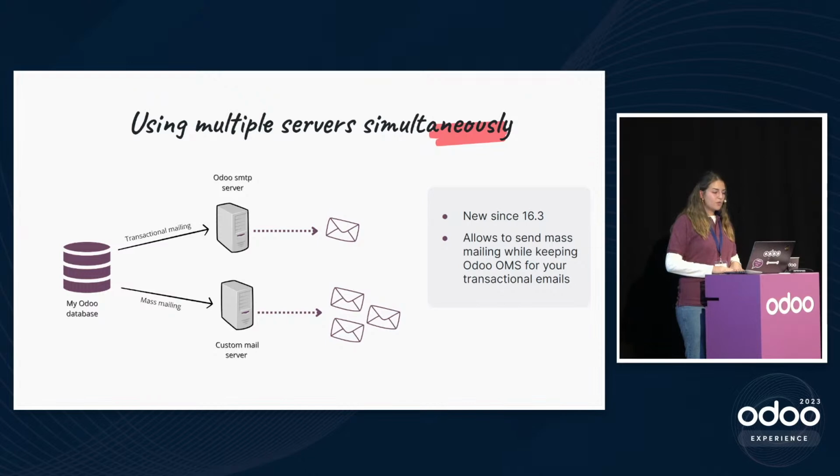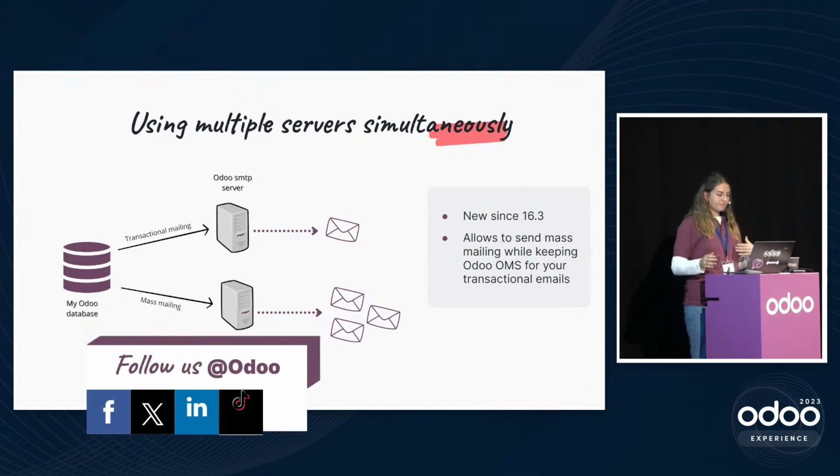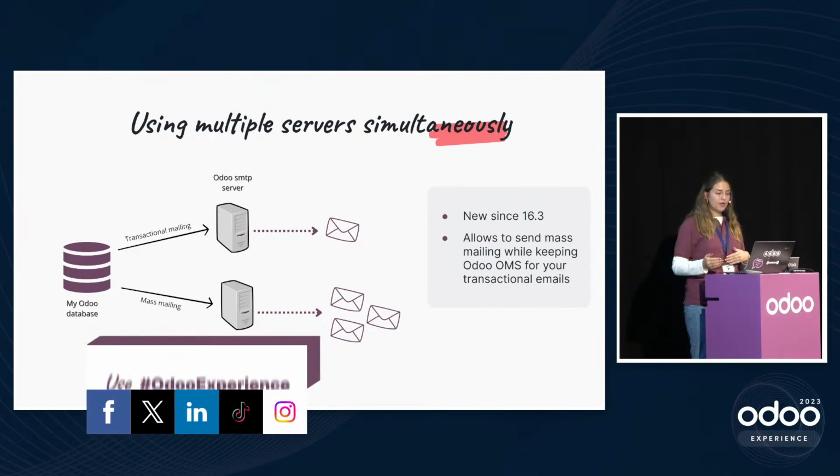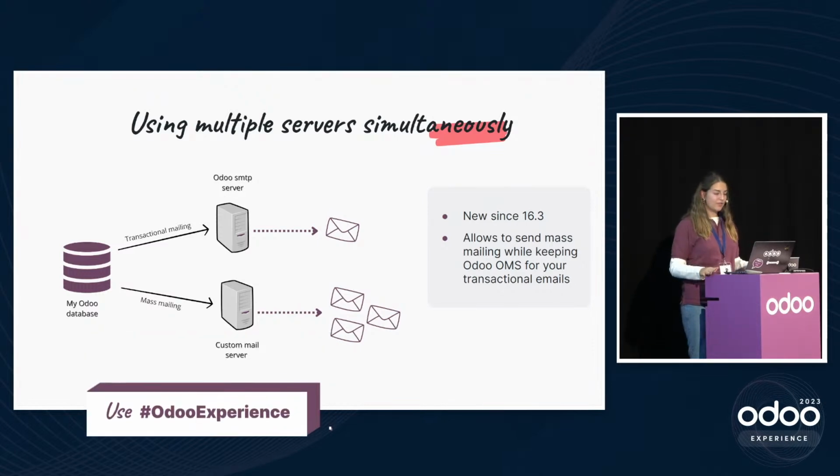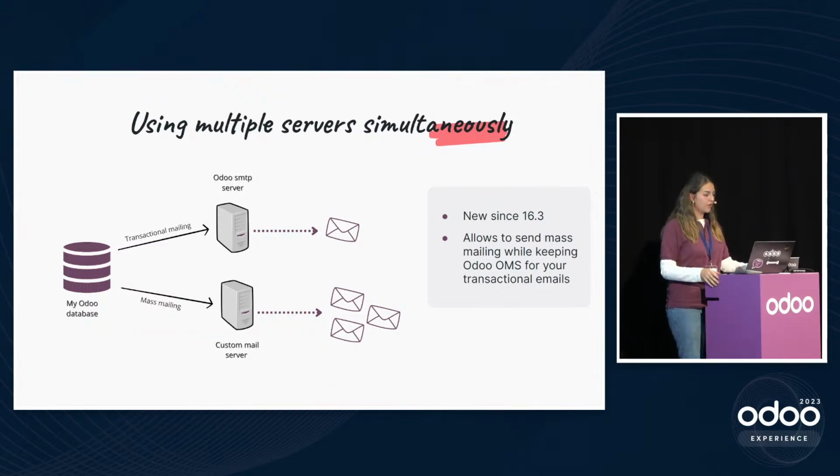So here is a small resume of what you can do. Since 16.3, you can use Odoo default server, and you can use a custom server simultaneously. Of course, you can use several custom servers depending on your need. How will it work? You will need to set the priority of the Odoo server higher. In the settings of your server, you will need to put a small number for the priority, then the number set for the priority of the mass mailing one, the second one.